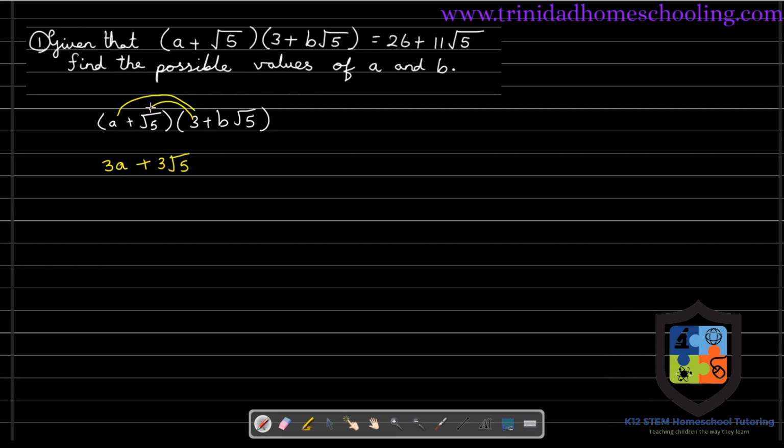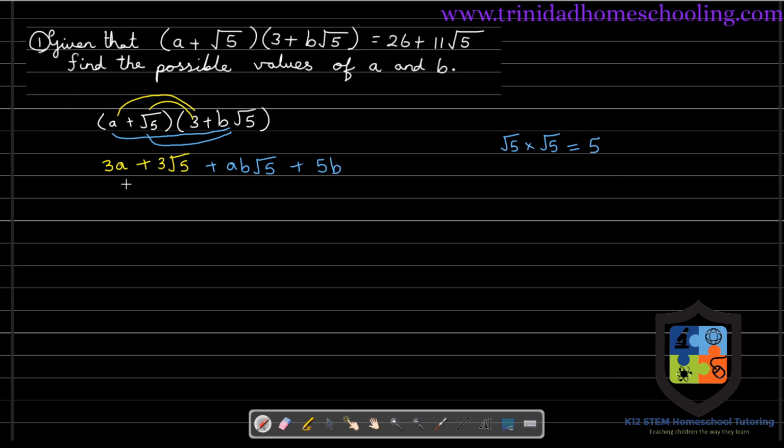Then I'm going to take the a and multiply it by positive b root 5. This will give me positive ab multiplied by the root of 5. Then I'm going to take the positive root of 5 and multiply it by b root 5. We know from our third rule that the root of 5 multiplied by the root of 5 gives me 5, and then we have this b, so what I have here is 5b. That rule there, the root of 5 multiplied by the root of 5, just gives me plain old 5.